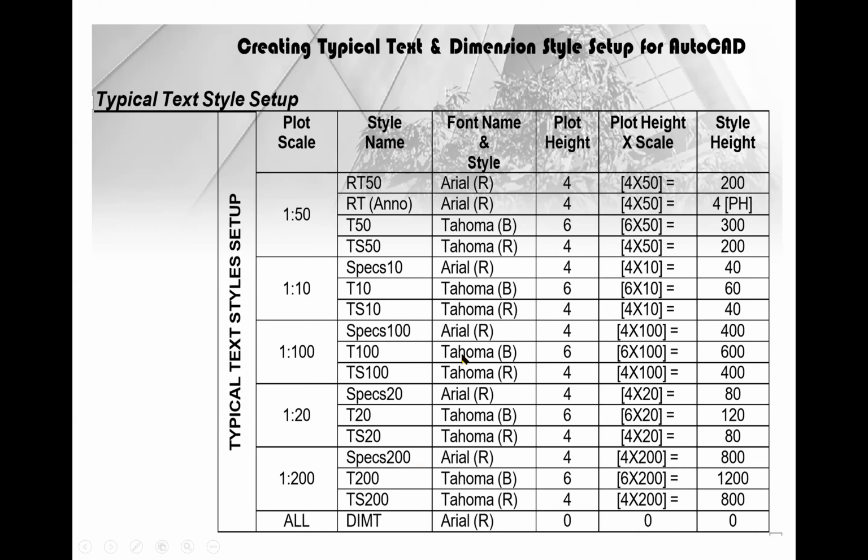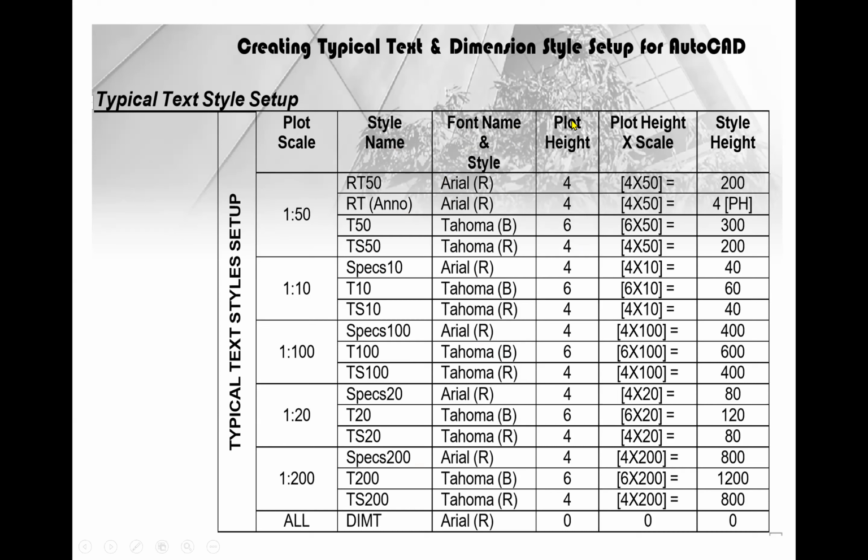The third column now that I'm explaining has to do with which font name I'm using and style. So the font names that I'm using, I'm only using two fonts, Arial and Tahoma. So when you see an R, it means it's regular. And when you see B, it means that it's going to be bold. It's emboldened, so it will look thicker.